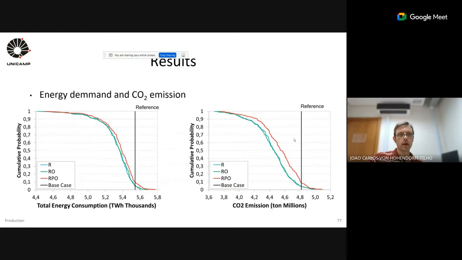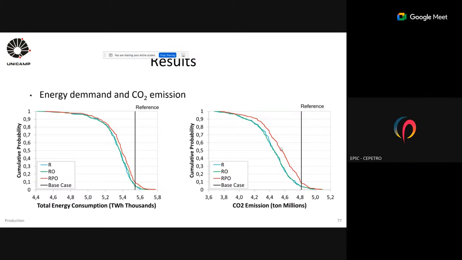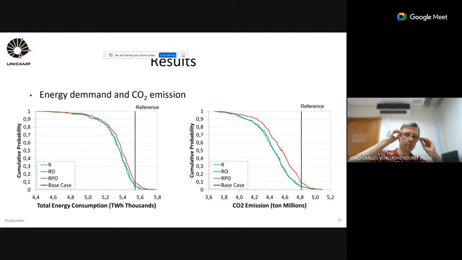I have a decrease in terms of my demand of energy and CO2 emission. I have a compensation in terms of the compression of my system. This case is a bit different from the previous two. Even though I demand more injection, in this case I need less energy, and so I need less CO2 emission. There's a compensation.